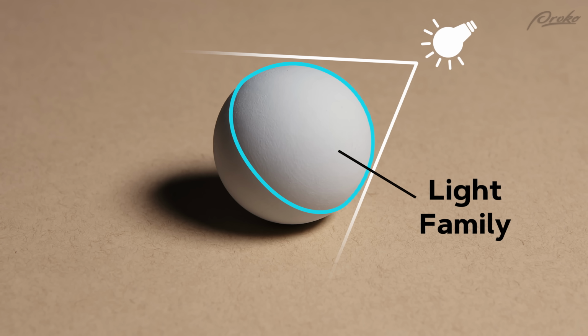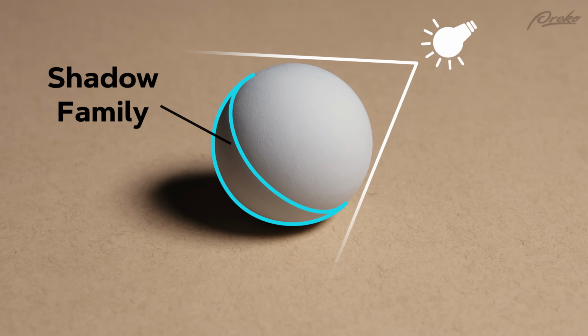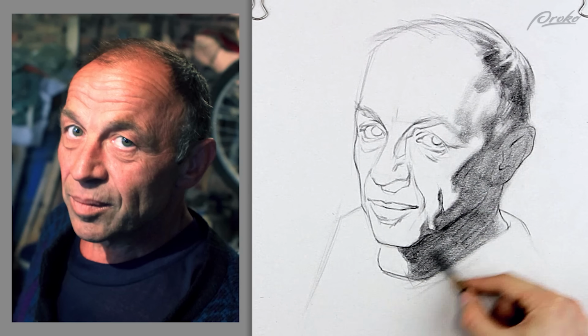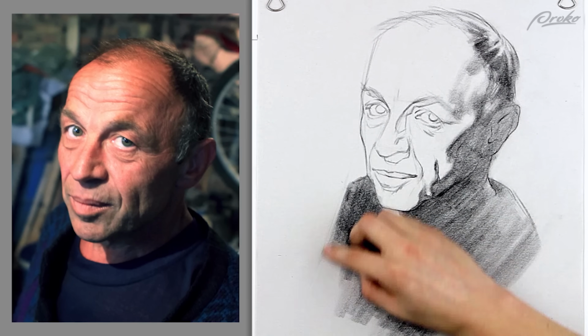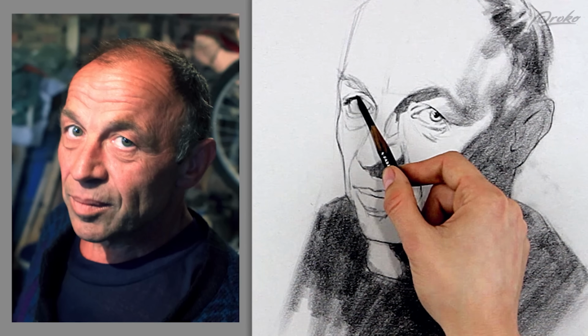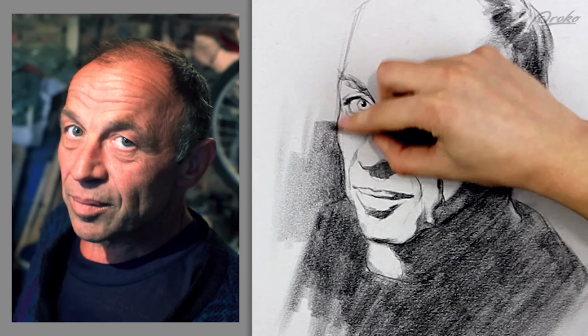Planes facing the light are part of the light family, and planes facing away are part of the shadow family. When we shade, we need to clearly communicate which parts of the object are in light and which are in shadow. This simple organization of values into two families does the most in communicating form. It's not everything, but it's definitely the place to start.